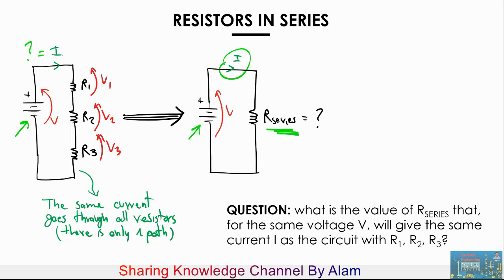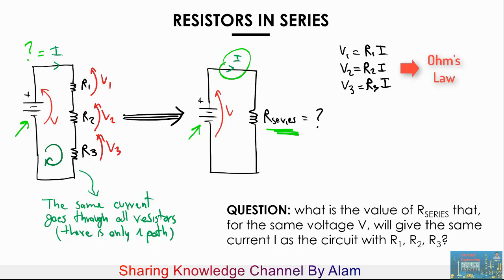Now, using Ohm's law, I can write the value of V1 as a function of I and R1, because V1 has to be equal to R1 multiplied by I. And for the same reason, V2 is equal to R2 multiplied by I, and V3 is equal to R3 multiplied by I. Very simple. Now, if we use the Kirchhoff voltage law, I can decide a certain random orientation. It's very easy to write that V has to be equal to V1 plus V2 plus V3.